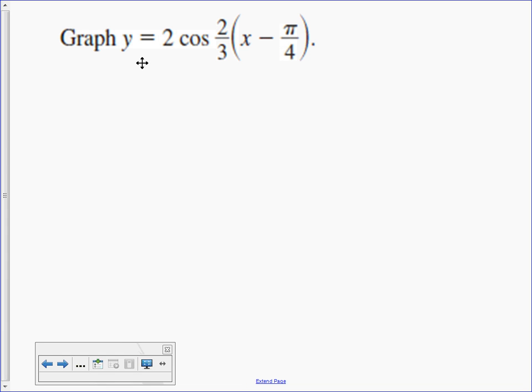Ooh, it's icky looking. Icky, icky. It's okay. It's the icky shuffle, if you recall that.